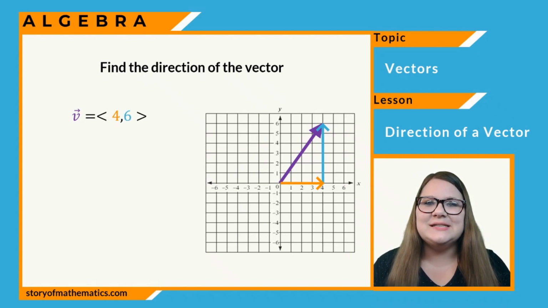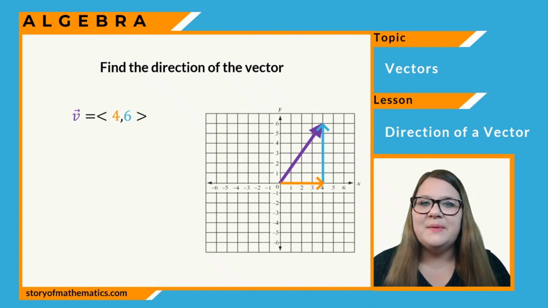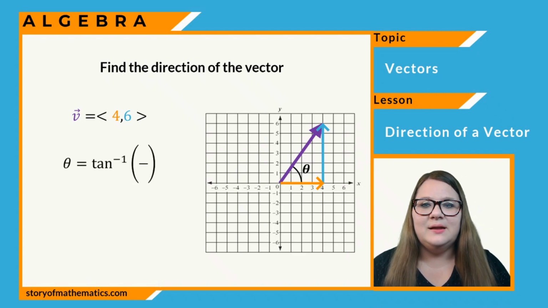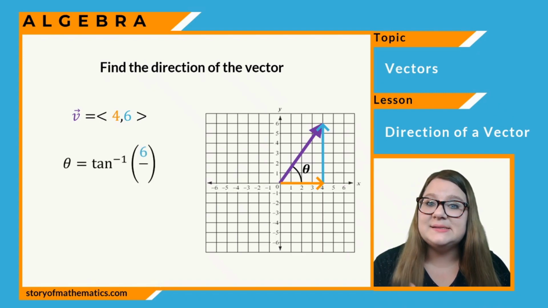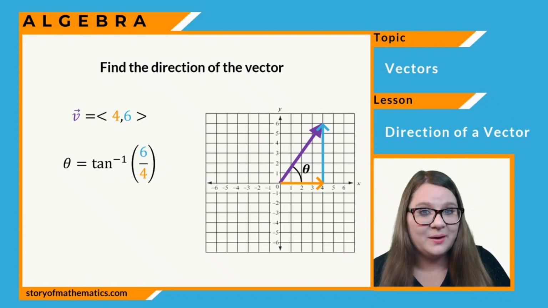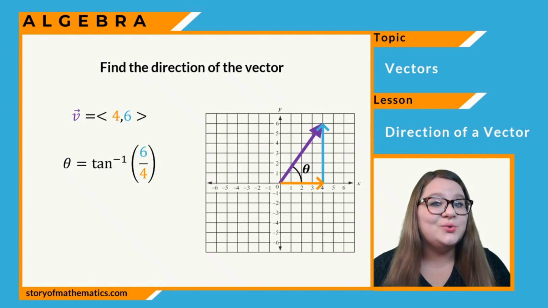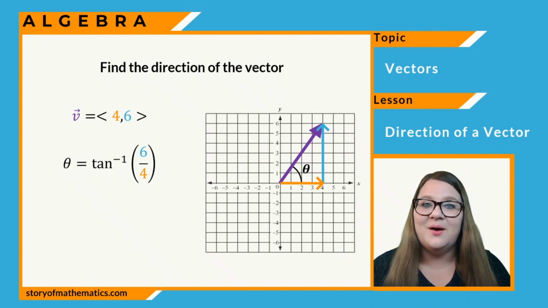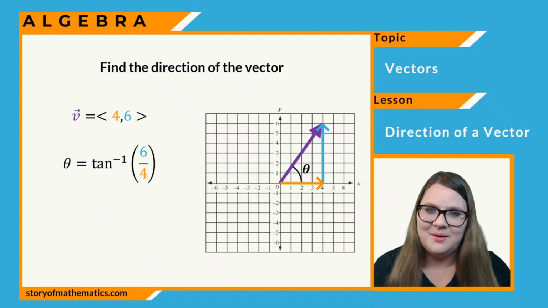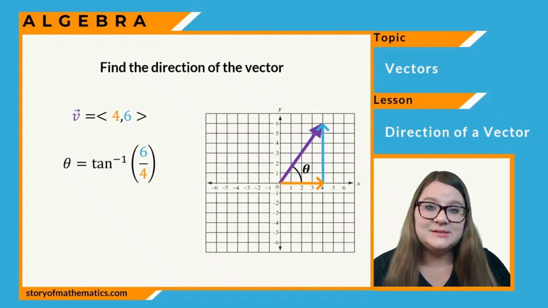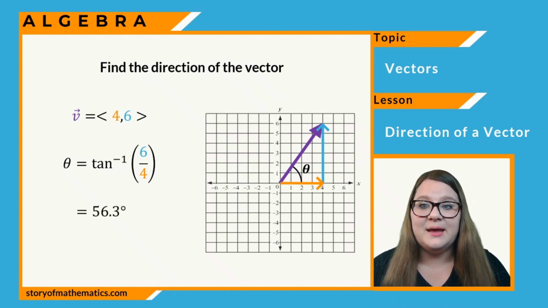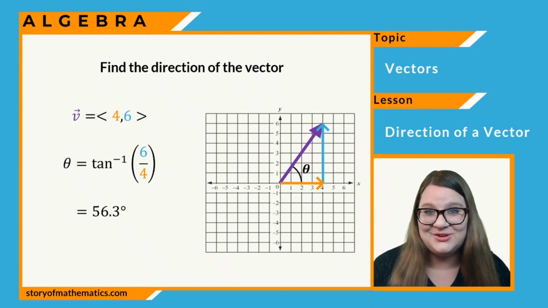Now that I've written this in its component form, I'm going to be able to use my formula to find theta. Theta is going to be equal to inverse tangent of y over x. Now in this case, my y is 6 and my x is 4. When I type this into my calculator, make sure that I'm in degree mode. If you're in radian mode, you'll get a weird answer. Make sure you're in degree mode in your calculator. Inverse tangent of 6 over 4 ends up being 56.3 degrees.